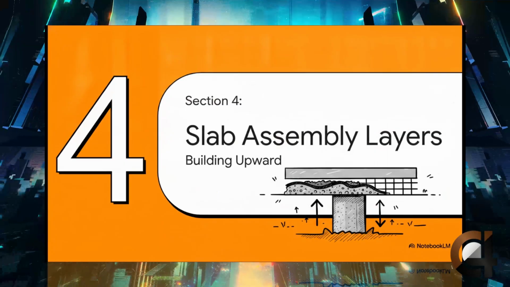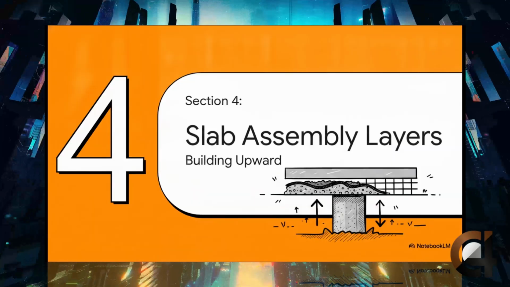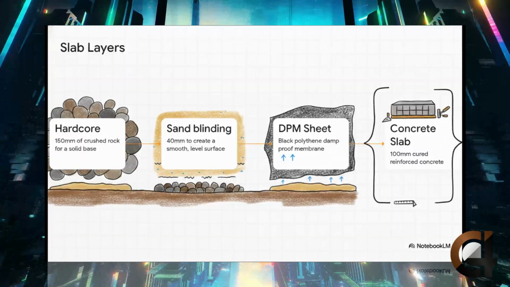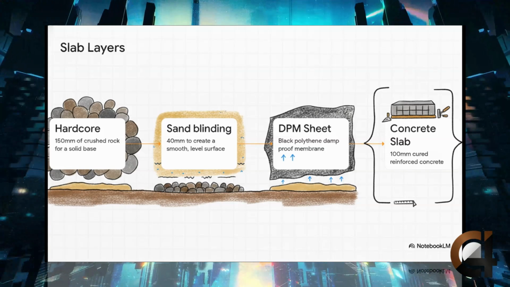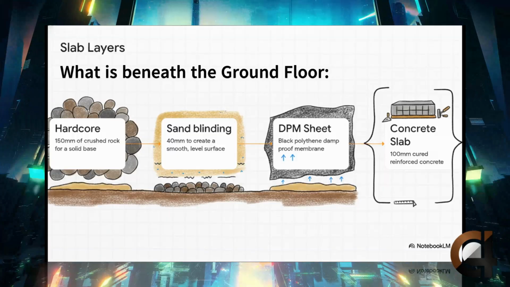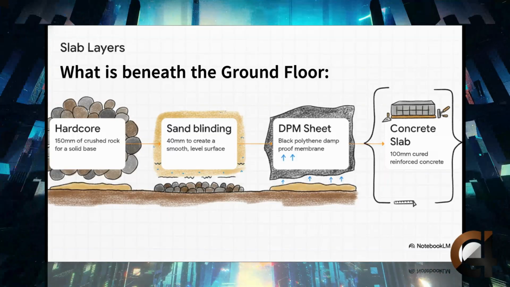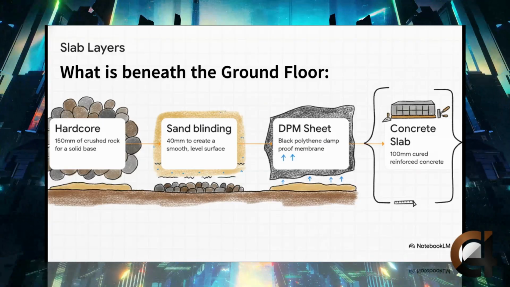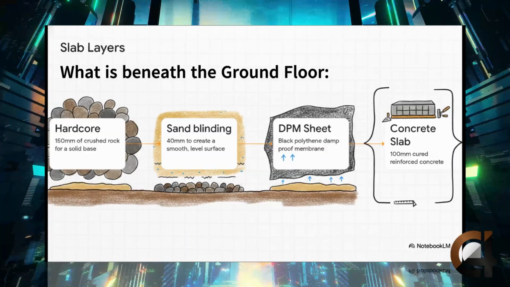On to Section 4, the slab assembly layers, where we start building upward. We're moving from the buried column up to the horizontal slab that forms the ground floor. If you look at the right side of the cross-section, you'll see a bracket showing a total slab assembly thickness of 290 millimeters. But it's not just one big chunk of concrete, right? It's a very precise sequence of layers built from the earth upward.